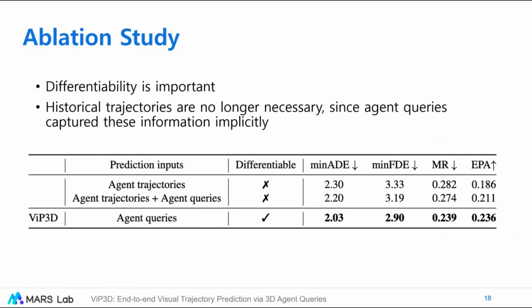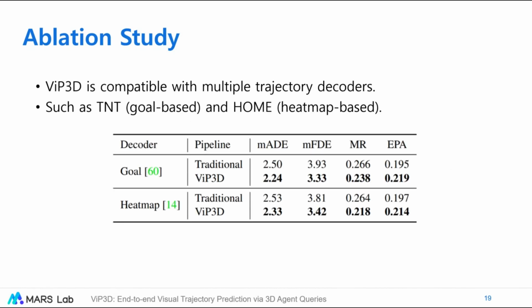As shown in the table, first, historical trajectories are no longer necessary, since agent queries capture the information implicitly. Second, it indicates that differentiability is important for end-to-end trajectory prediction. In previous experiments, we use a regression-based method for trajectory decoding. We also conduct experiments on the goal-based decoding method and the heat map-based decoding method. As shown in the table, ViP3D is compatible with these decoding methods.